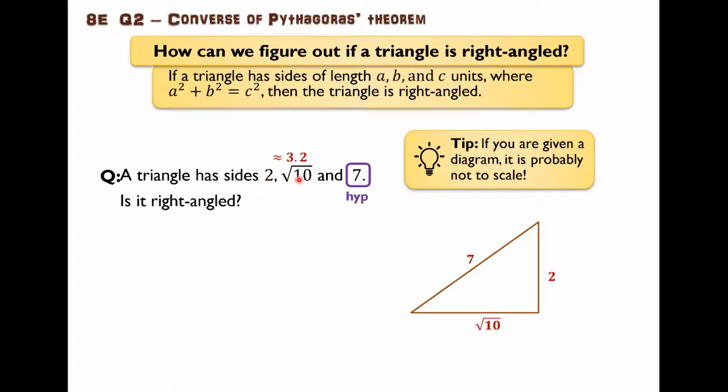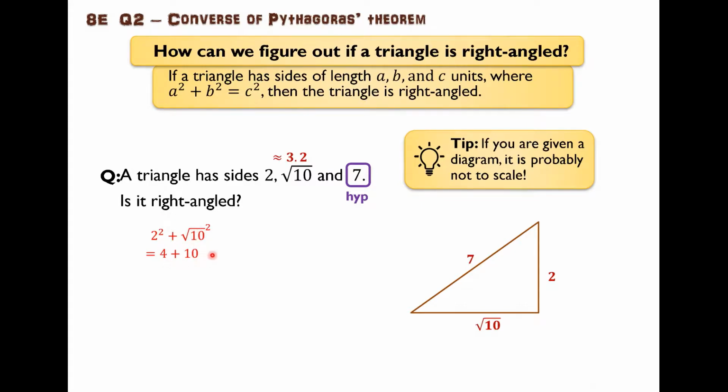The 2 squared plus the square root 10 squared. So I've got 2 squared plus square root 10 squared, you know, this squared plus this squared. 2 squared is 4, because that's 2 times 2. Square root 10 squared, well, squaring is the opposite of square rooting. So if I take the square root and then square it, I'm just going to get the same number back. So 2 squared is 4, and square root 10 squared is 10.